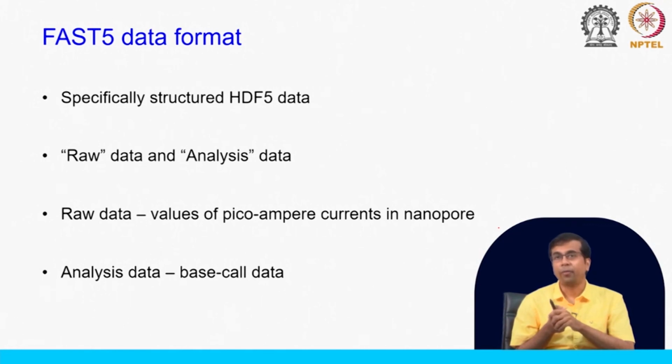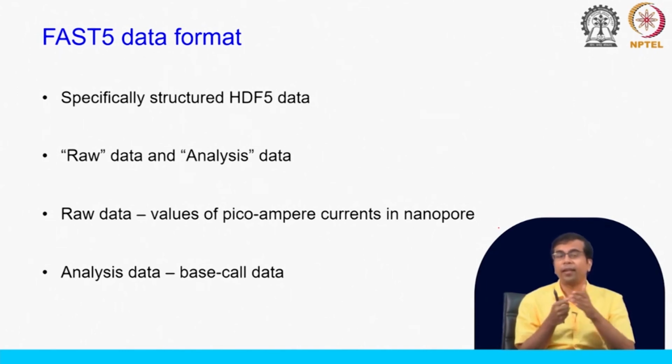If you go back to the nanopore sequencing principle, the nanopore sequencer uses current to determine the base sequence. We have these nanopores through which the DNA molecule passes, and as it passes it disturbs the current. Depending on the base composition or the k-mers that pass through the nanopore, it gives a specific pattern which can be detected. So, the raw data is the values of these currents in picoamperes. These are very small currents, and this raw data is stored at different time points.